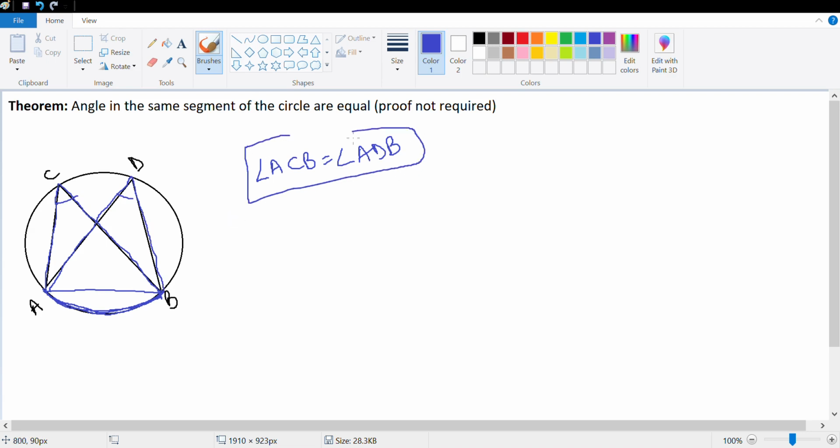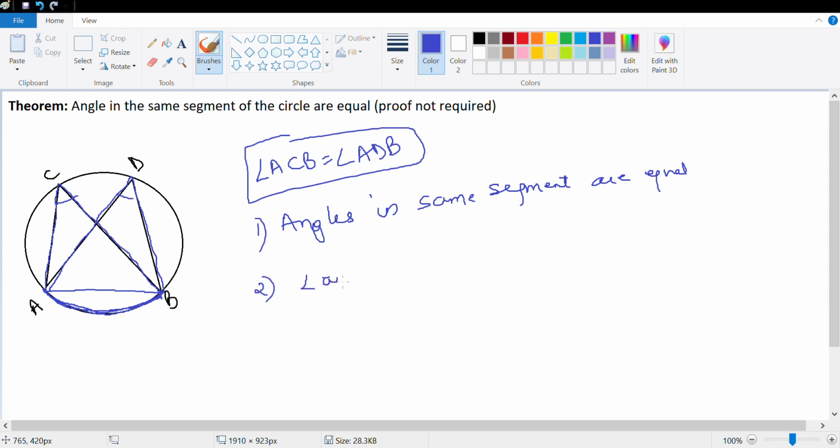So again, a property that we'll use extensively: angles in the same segment are equal. So we have done two till now. One, angles in the same segment are equal, and the second one, angle at center is equal to 2 times angle at circumference. Good. Let's look at the next one.